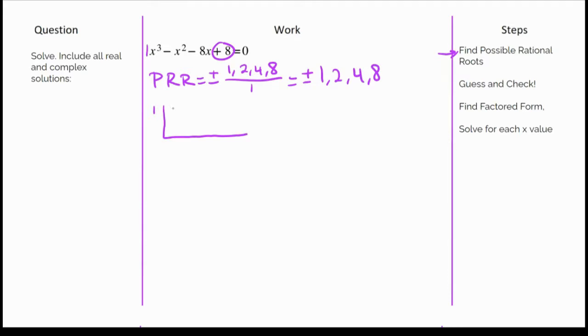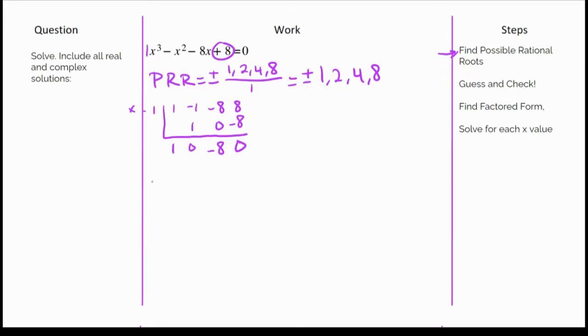I'm going to use synthetic substitution, or synthetic division, to make this a little bit quicker, since I'm going to technically factor this. So when I bring down this 1, 1 times 1, add these together, multiply, add, multiply, and hey, look at that. That means that x minus 1 is a factor of this original equation, and that 1 is a 0.